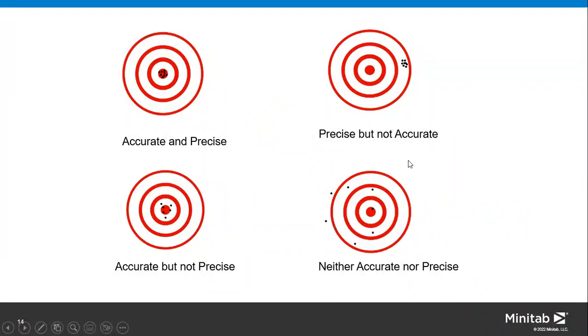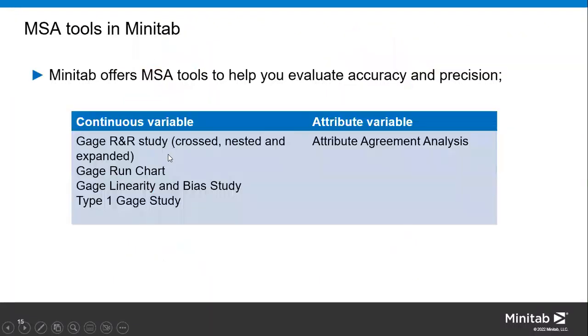In order to assess accuracy and precision, we have some tools available in Minitab Statistical Software. The first, which maybe you already know, is Gage R&R, repeatability and reproducibility. In Minitab, Gage R&R is offered in three types: crossed, nested, and expanded. I will explain after this what the crossed, the nested, and the expanded are.